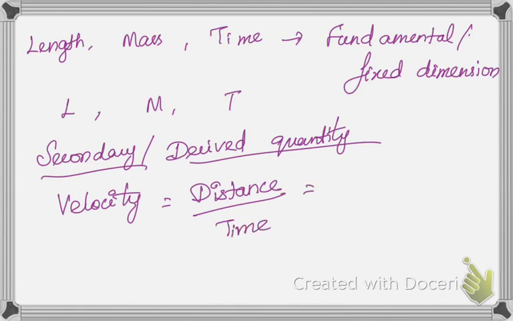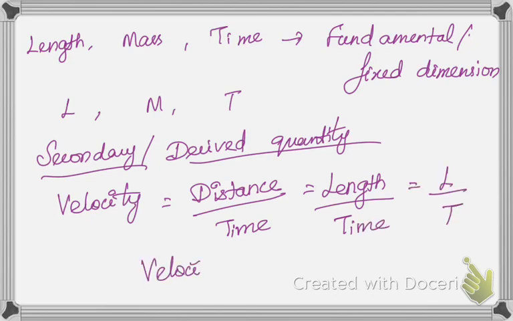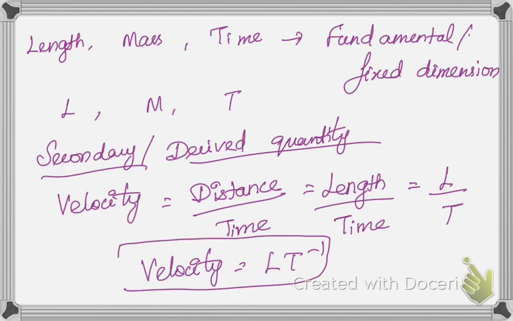How will you measure your distance? In terms of meter or kilometer or miles, whatever it is. Simply we can denote it by length by time. Length is L, time is T. So the dimension for velocity is LT power minus 1. This is going to be the derived quantity. This is how we have to derive.